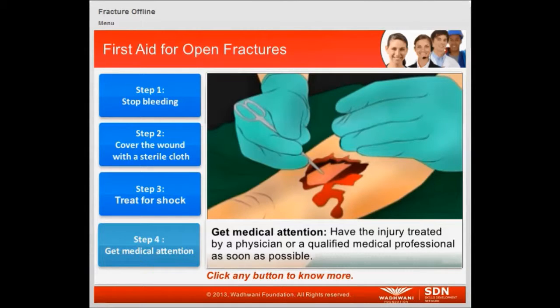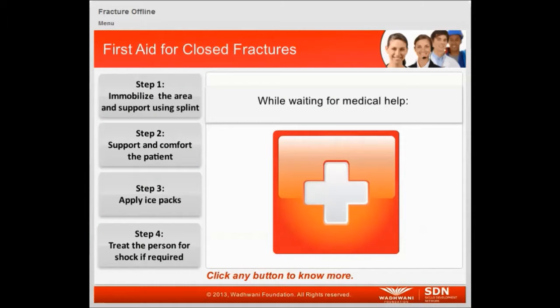Step 4. Get medical attention. Have the injury treated by a physician or a qualified medical professional as soon as possible. Let's now learn the steps to administer first aid in case of a closed fracture.